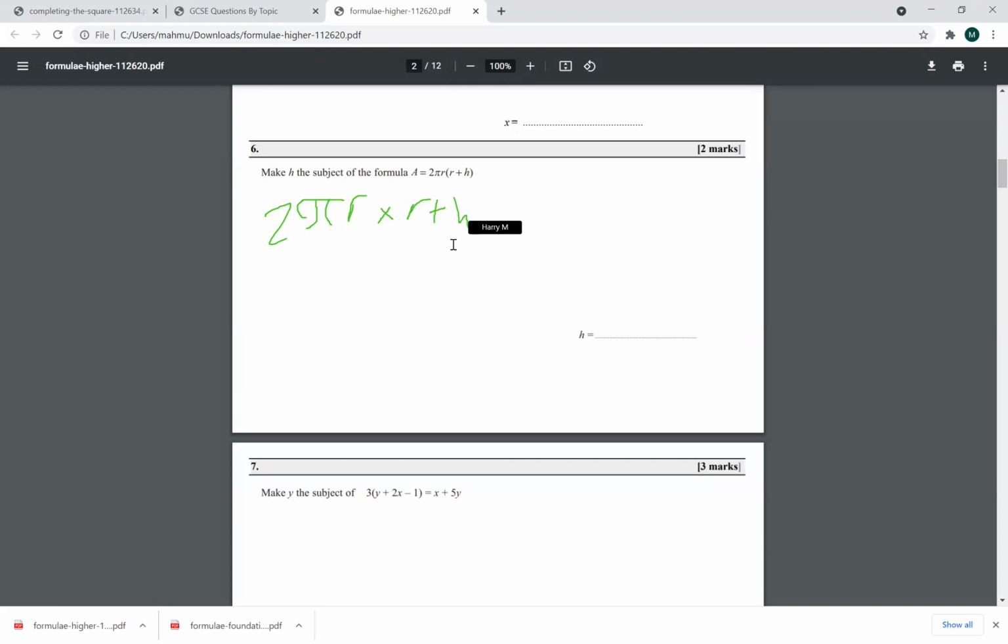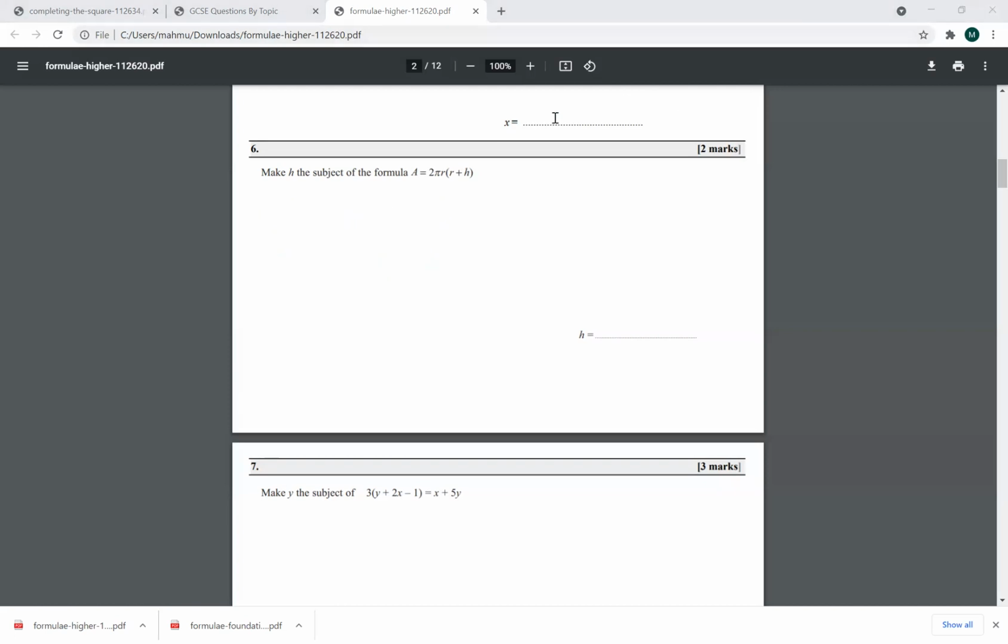Would I just do 2 times r and 2 times h, or 2 pi, 2 times pi times r? That's it. So what will you get? 2 pi r times r, then 2 pi r times h. What will the answer be? What's r times r? R squared. So here, I'll write it down, then you're going to rearrange it for me.